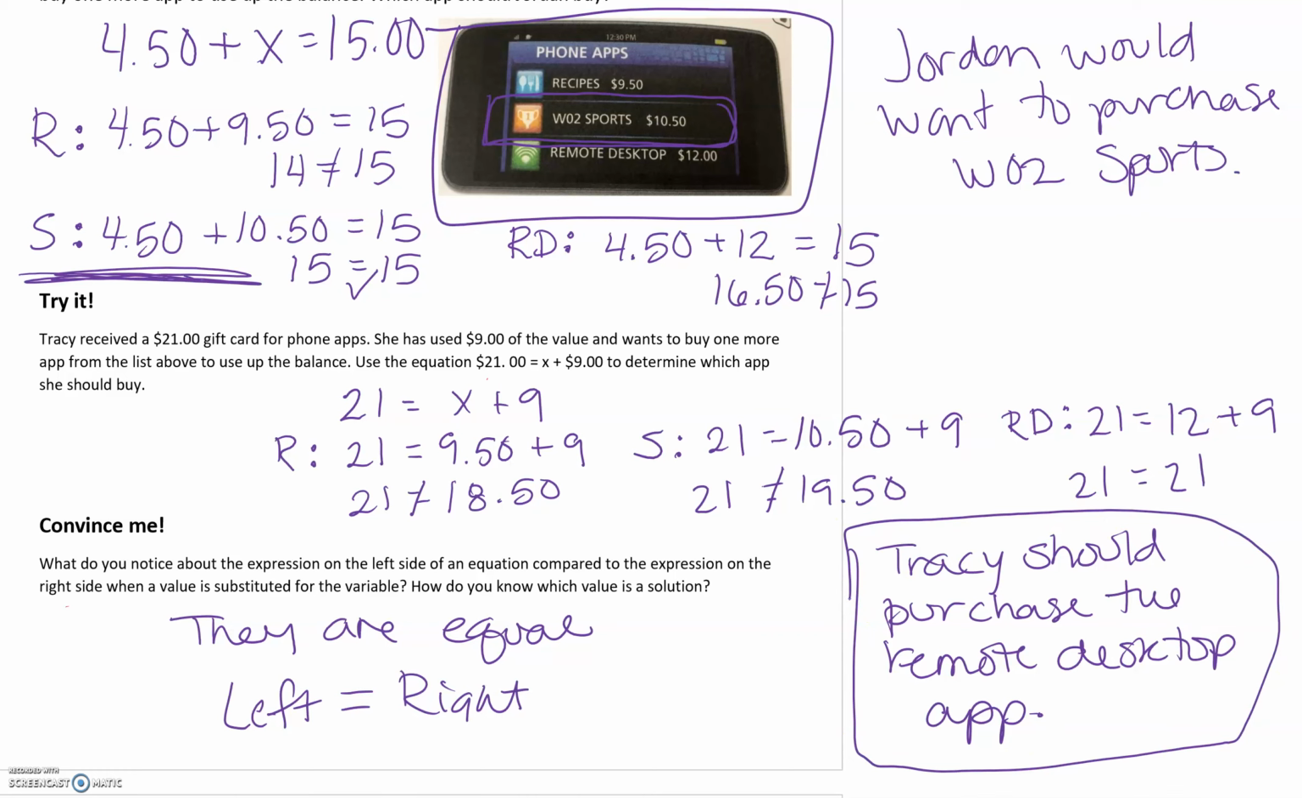The convince me said, what do you notice about the expressions on the left side of the equation compared to the expression on the right side? So when you substitute in a value for one of the variables, they are equal if it is a solution. Like our remote desktop, we have both sides are the exact same. So left is equal to the right. Same value on both sides.